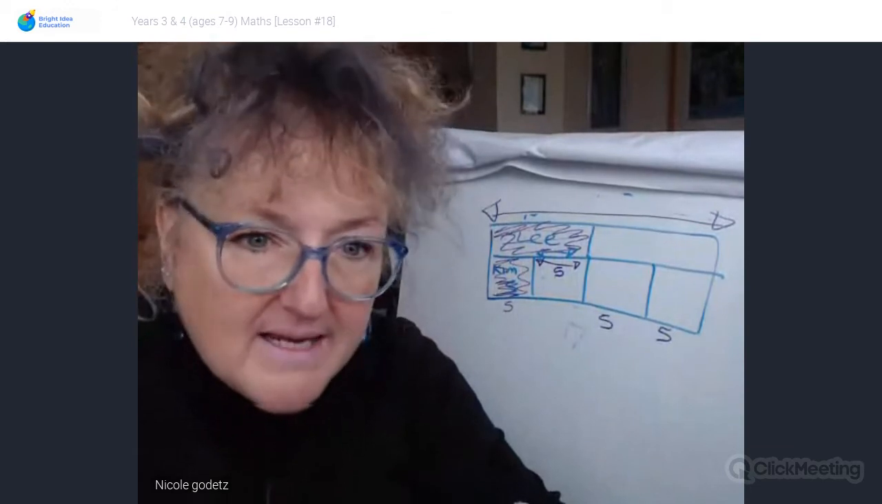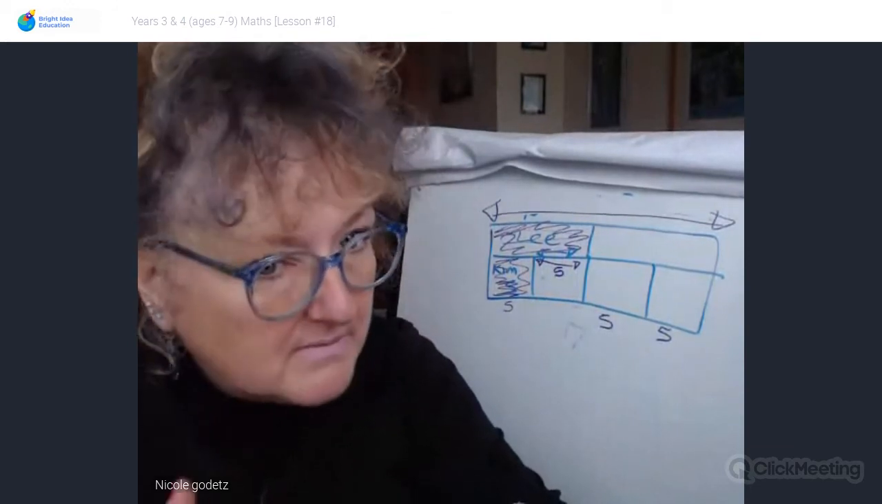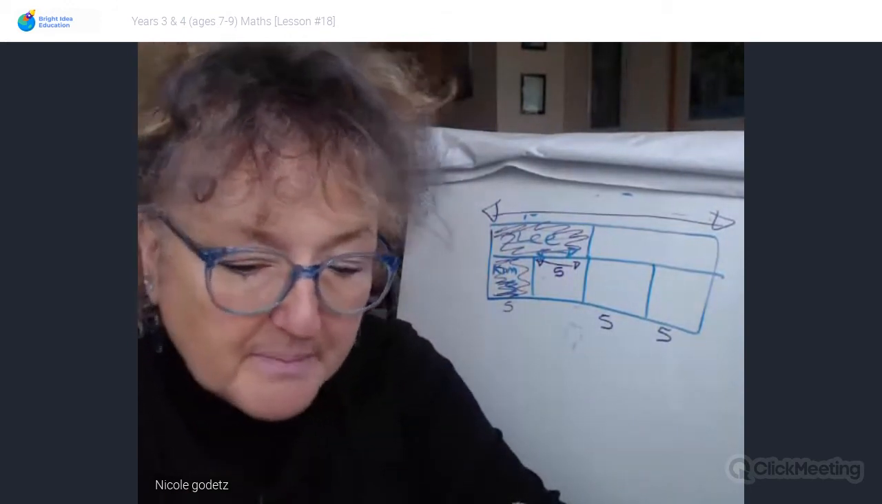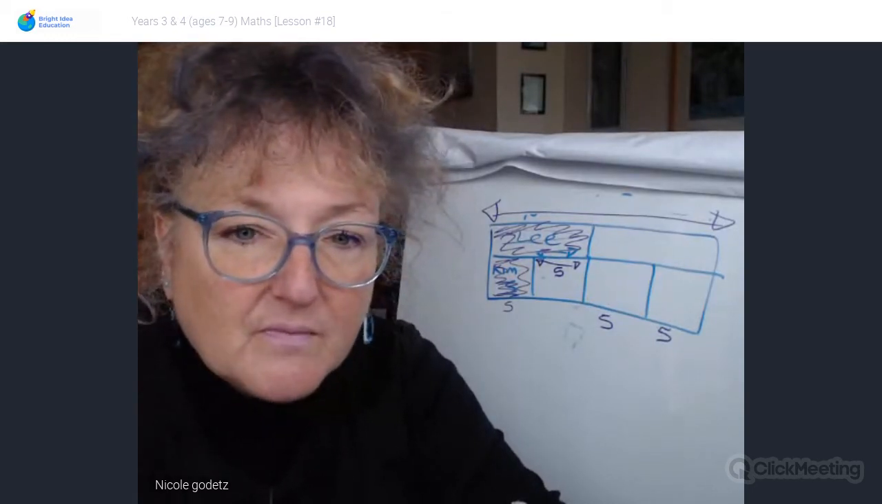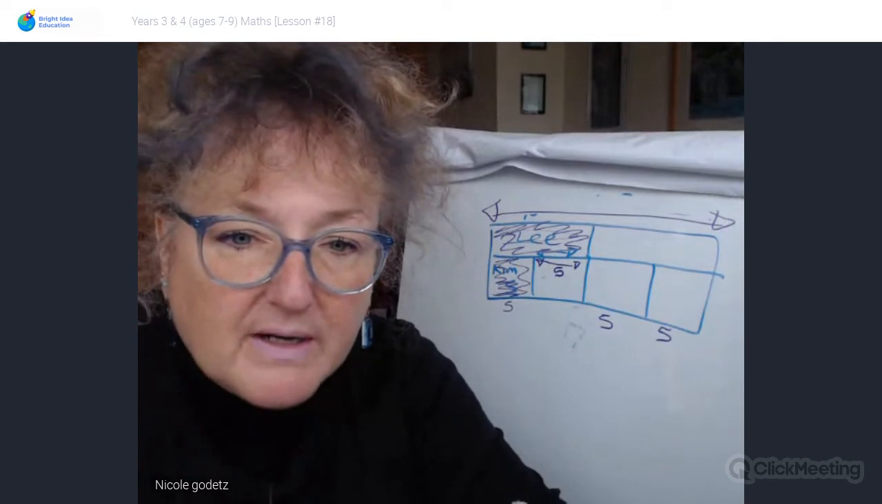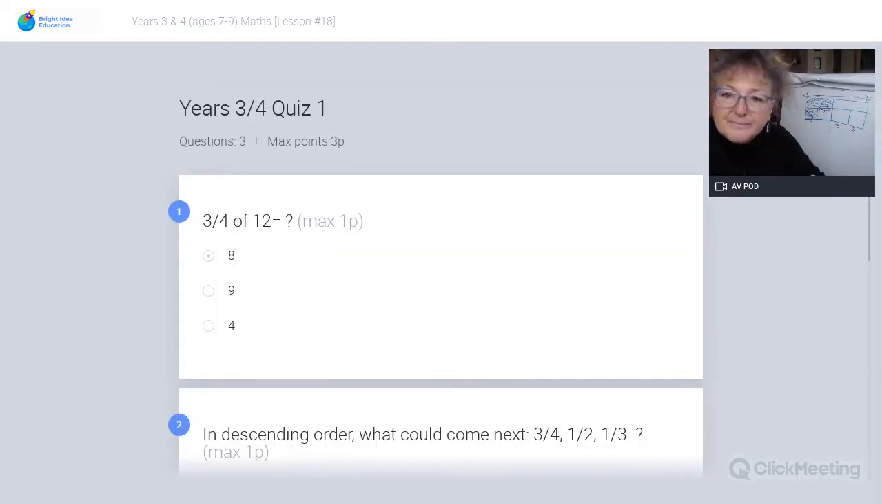So let us do a quiz just to wake those brains up. Let's just zoom straight into a quiz. Let's find the right quiz. Year 3 and 4, quiz number 1. Here we go. Let's get our quiz brains on. And while you're doing the quiz, I'm going to write up the next activity.